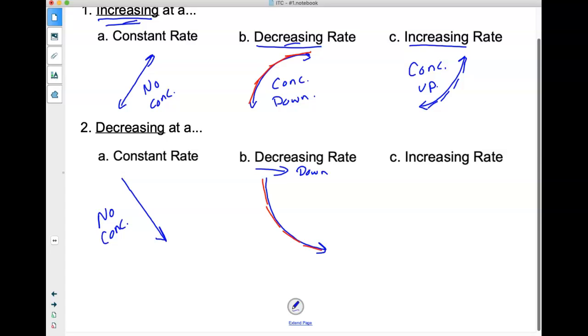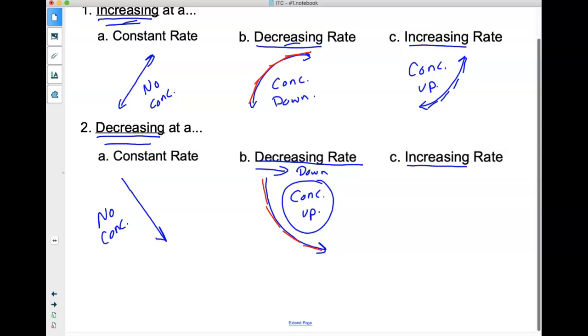That means I'm concave up. If I have something that's decreasing at a decreasing rate, I know the graph is going to be concave up at that point. Okay? And if I'm decreasing at an increasing rate, what would that look like?